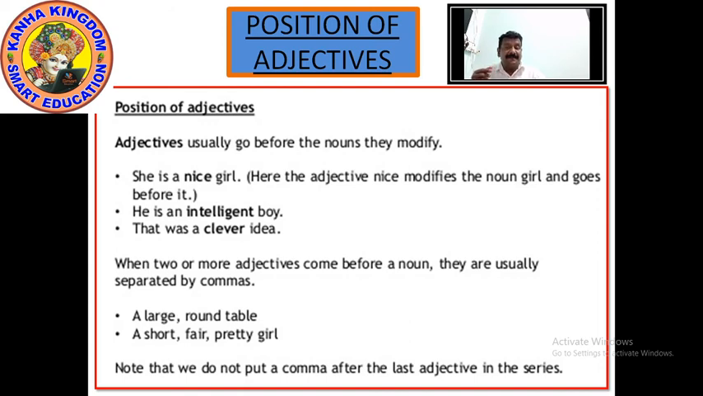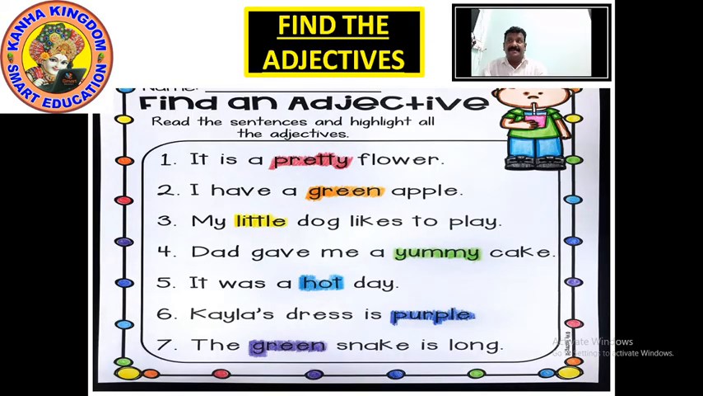Now let's see more about adjectives. Let's do some exercise as well. Now let's find the adjectives. You have to find the adjective. It's already marked, but for your reference, go through it and write it down. It is a pretty flower. When you talk about the flower, the description is pretty. Pretty is the adjective which is defining more about the flower before the noun.